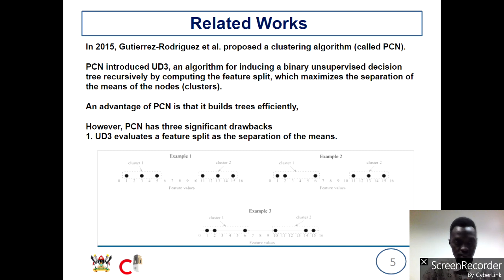So what are some of the works that have been worked on? Some of the previous works done. There is one that was proposed by Rodriguez, he called it PCN, and he introduced a term UD3, an algorithm for inducing a binary unsupervised decision tree recursively by computing the feature split, which maximizes the separation of the means of the nodes. So an advantage of this is that you can build trees efficiently.